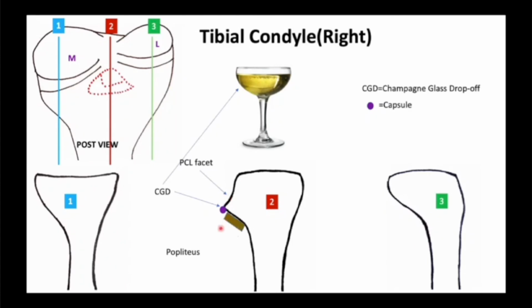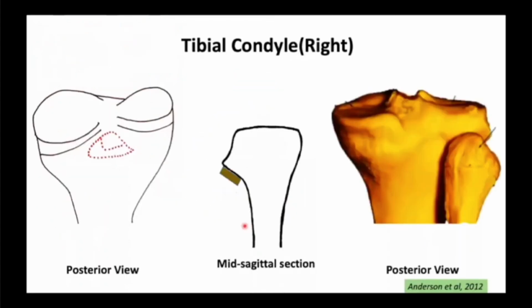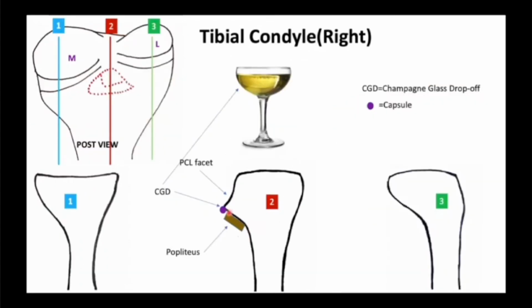And another important point is the popliteus muscle. This lies just beneath the capsule. This purple circle represents the capsule. So if we are able to see popliteus muscle, either it's been torn because of trauma or we've made injury to the capsule so much so that the popliteus muscle is visible.